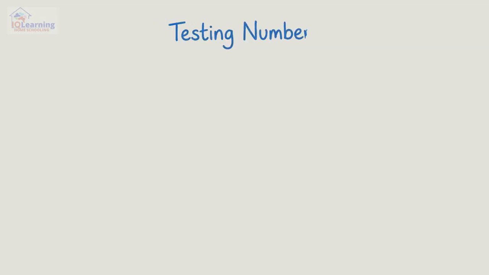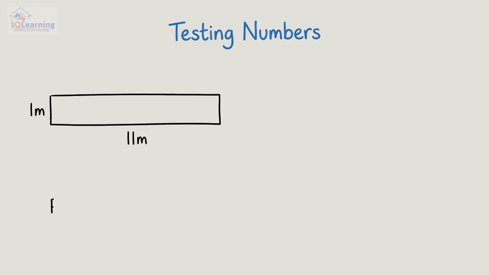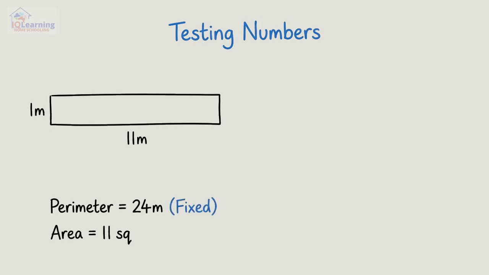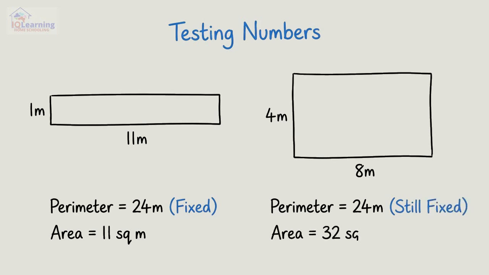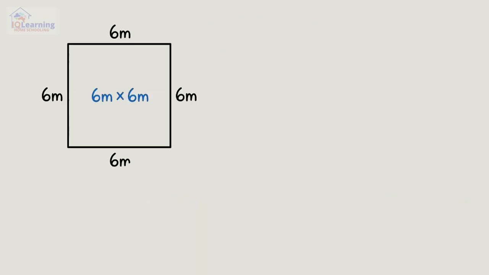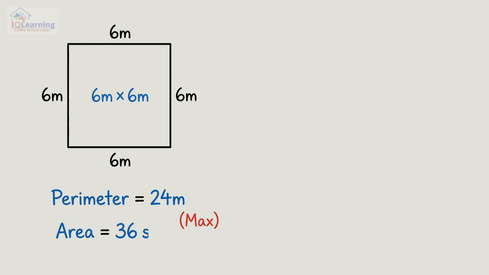Let's test it with numbers. A 1 by 11 room uses 24 meters of wall, but its area is only 11 square meters. A 4 by 8 room still uses 24 meters of wall, and its area is 32 square meters. A 6 by 6 room also uses 24 meters of wall, and its area is 36 square meters.